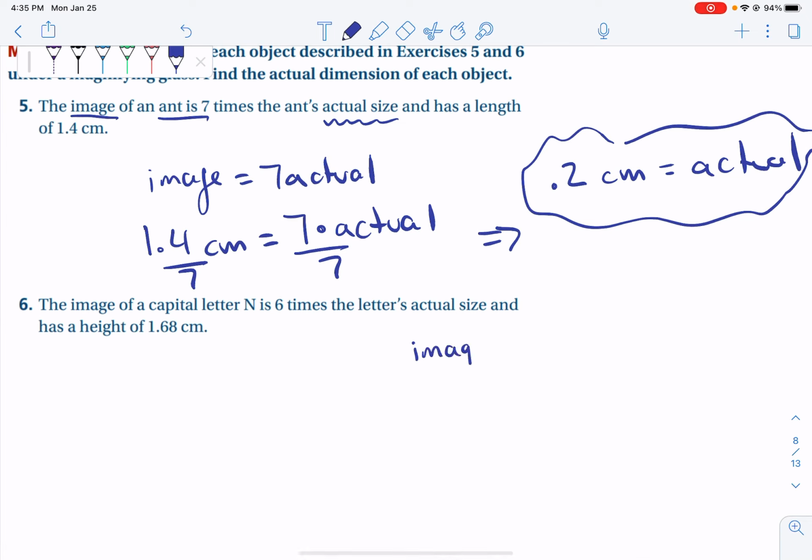The image is going to equal some number, my scale factor, multiplied by the original, or the actual object. The image is going to equal some scale factor multiplied by the actual.